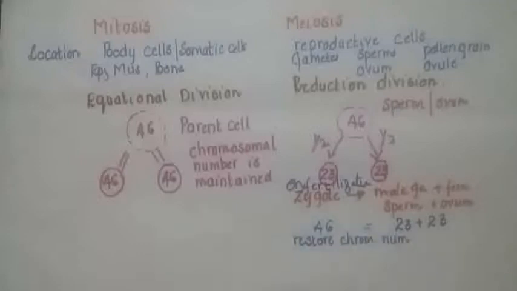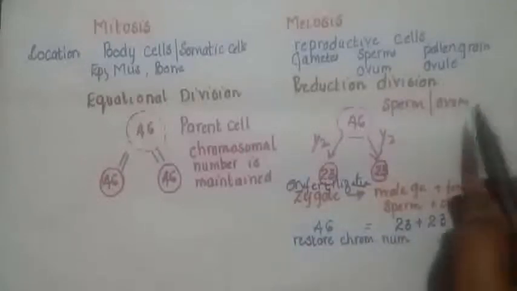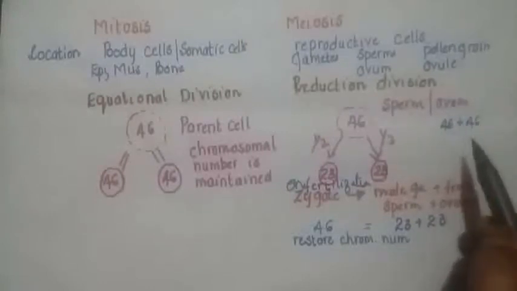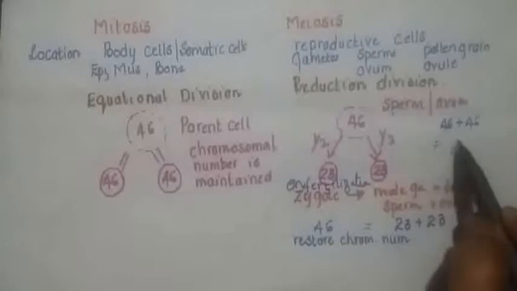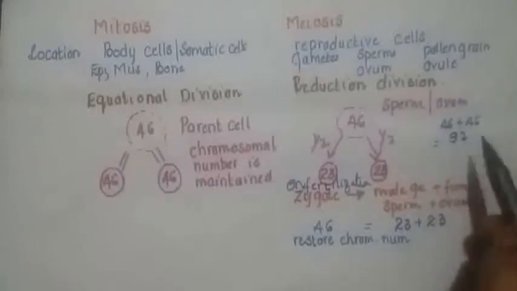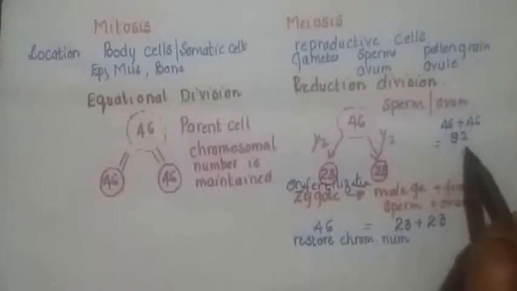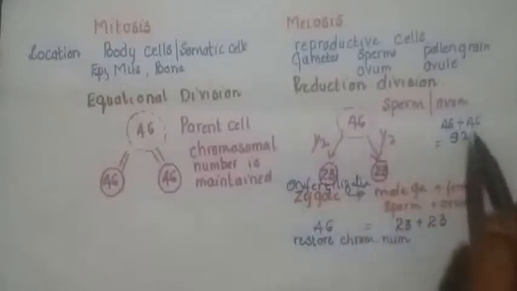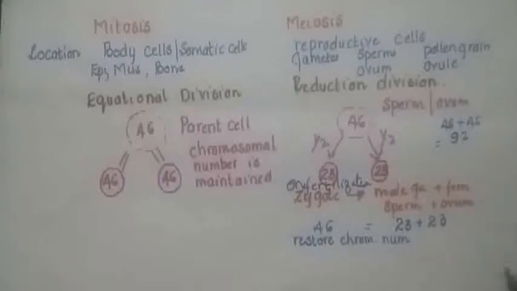Imagine if this division does not occur. If the sperms have 46 chromosomes and the ovum has 46 chromosomes, the zygote formed will have 92 chromosomes, which is not the actual number of chromosomes in the human cell. If this continues, every generation you will have a doubling of chromosomes, which should not occur. Human beings have only 46 chromosomes in their cells.